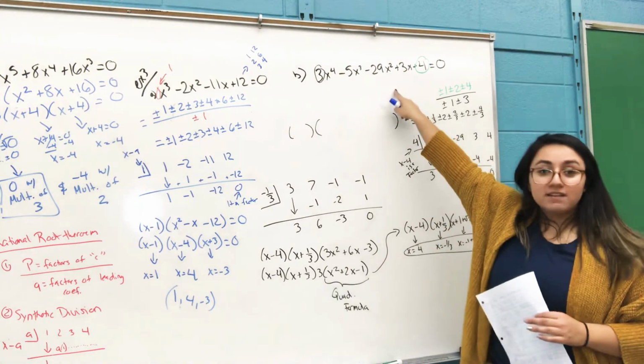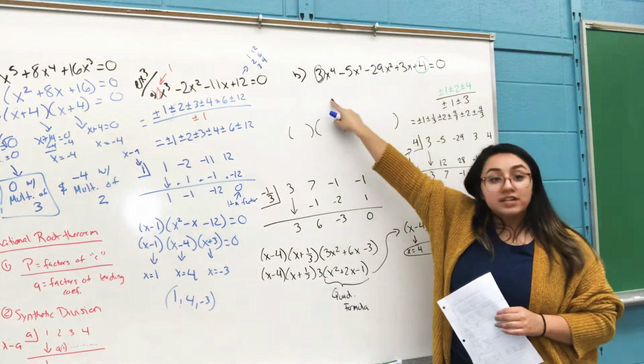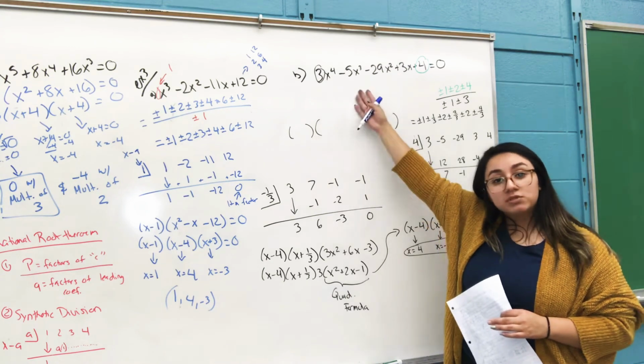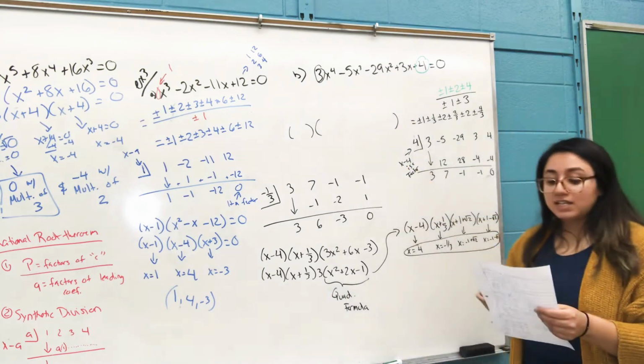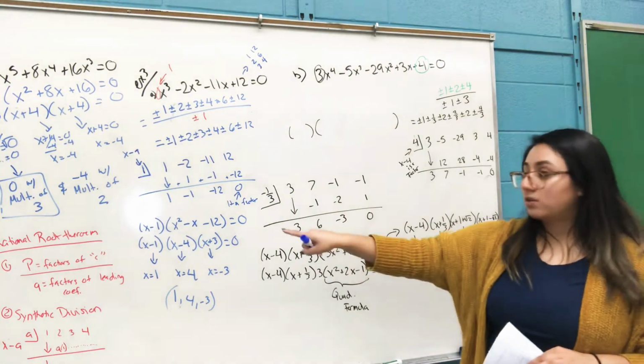Here we cannot factor anything out. There's no number you can factor out. There's no x you can factor out. There are roots. We have to look for them. So in this case we have to first find the rational root theorem. We have to go with number 1.